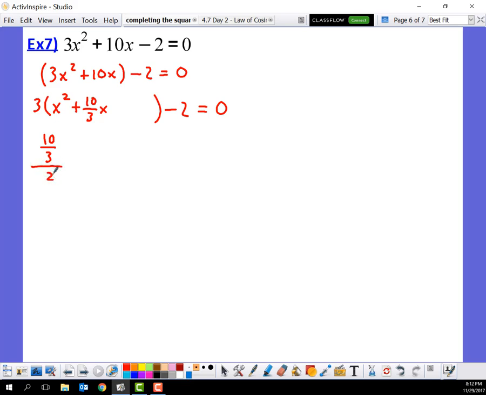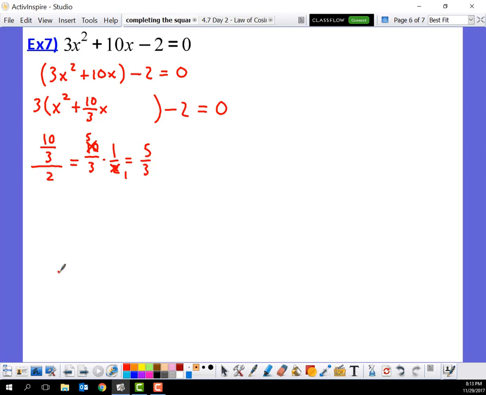Okay? 10 over 3 divided by 2. Now, of course, 10 over 3 divided by 2 is the same as taking 10 over 3 and multiplying it by 1/2. So from here, I see that this 2 is going to turn into a 1, and this 10 is going to turn into a 5. So this is 5 thirds. 10 thirds divided by 2 is 5 thirds.